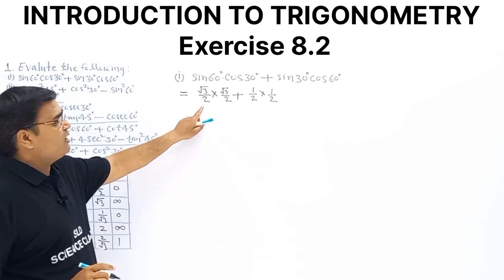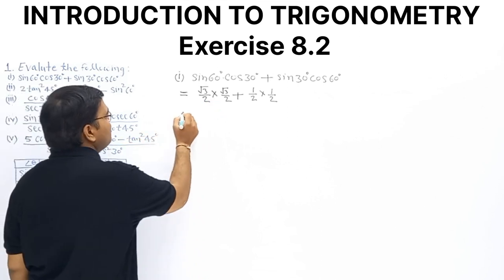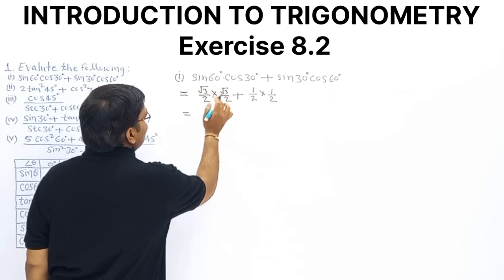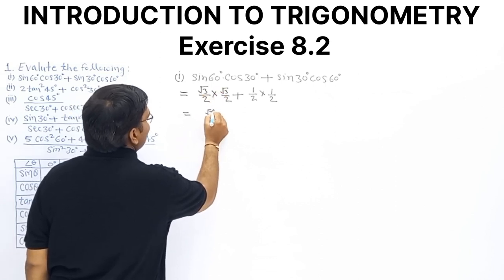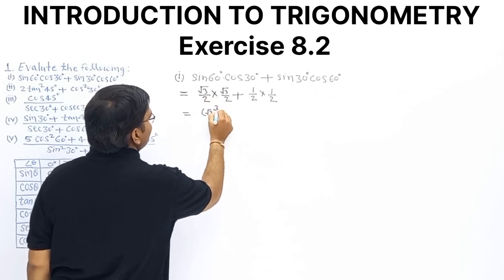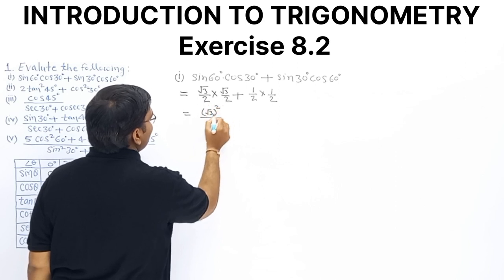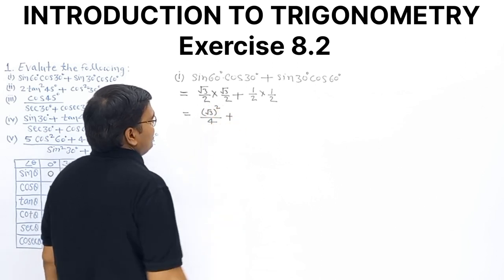What we are doing, we are observing the values and we are writing, and then we will solve this one. Square root into square root, this will be what? Square root 3 into square root 3. Square root of 3 whole square divided by 2 into 2, which will be 4.